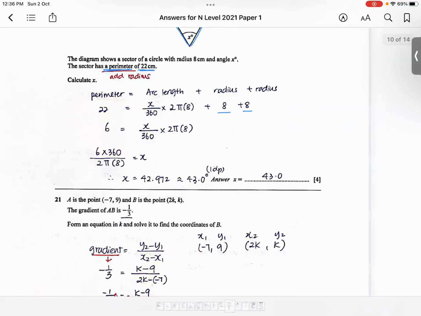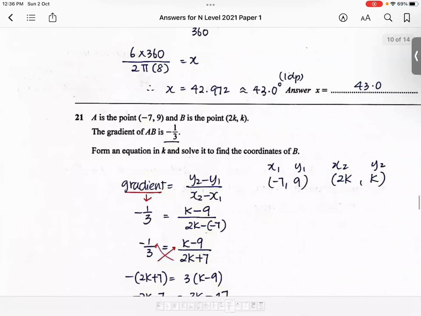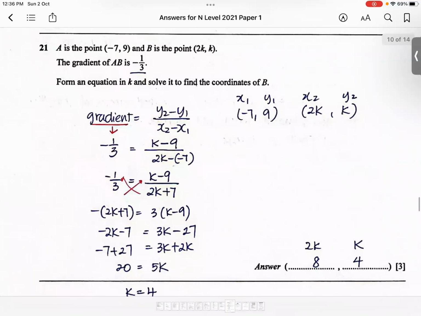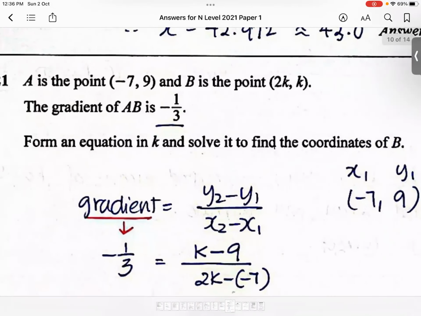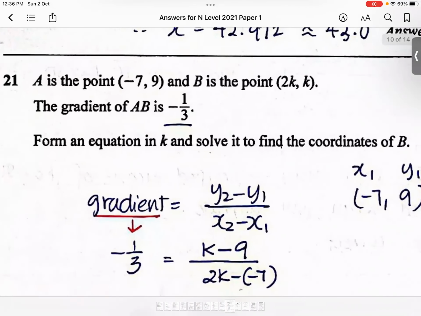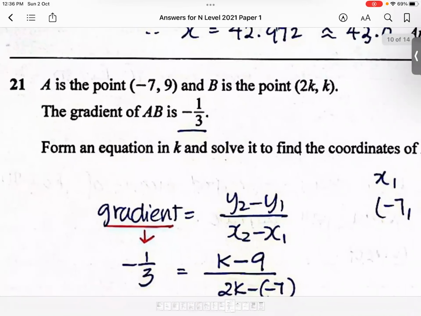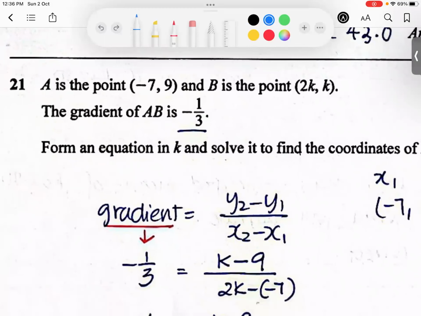Next question, number 21. This one is a point. We have point A and B, but they give you K, right? And they give you the gradient is this, for example. A newer trend of questions can also involve length. There's another type of question in the next few TYS that you can do. Length, they give you the square root, they give you equals to a number.